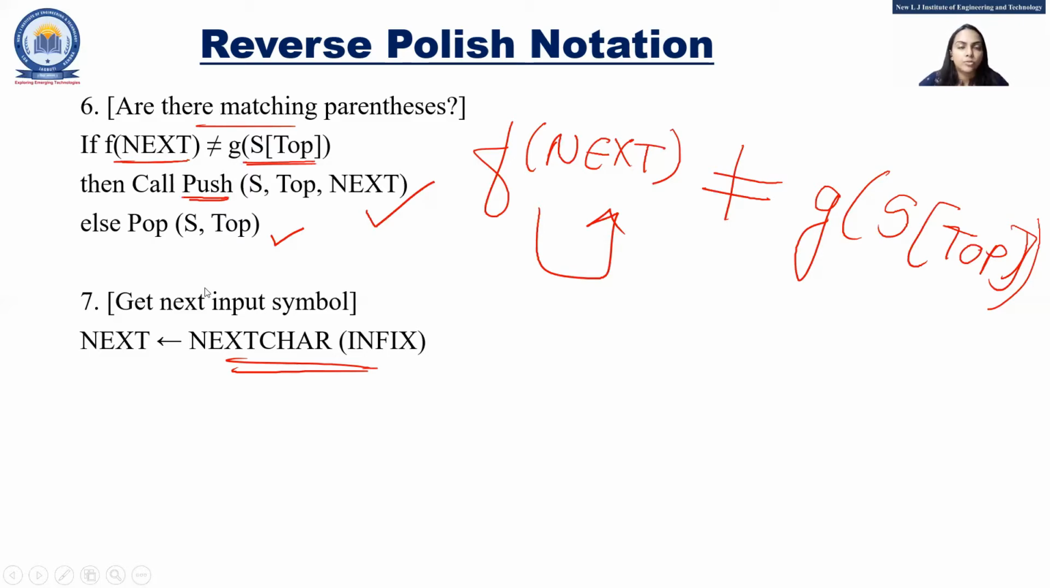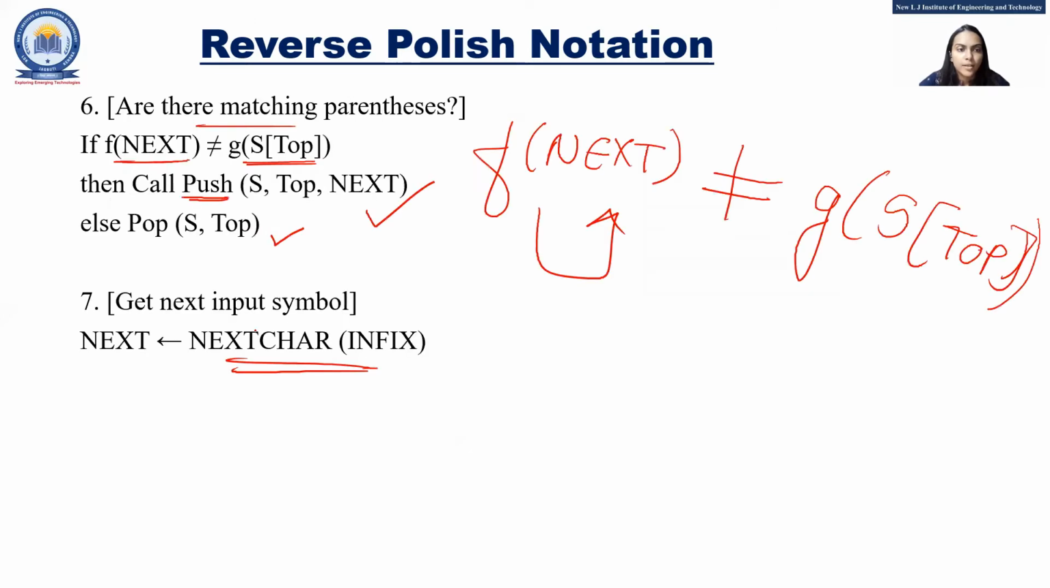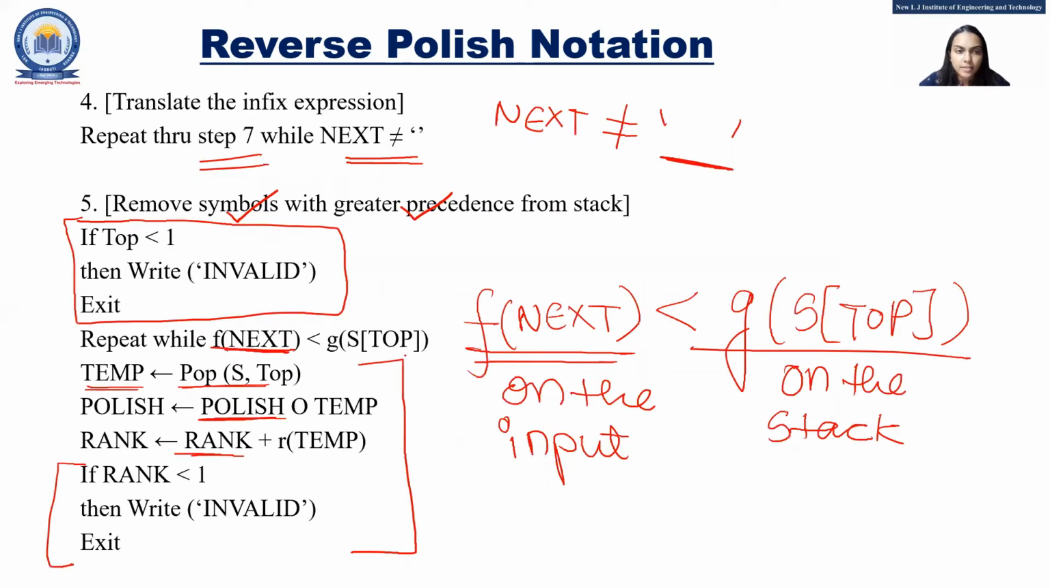Now let us go back to the string. See students, what is the current content of the stack? Here we have to check for G, and here we have to check for F. What is G of opening braces? G of opening braces is 0. And F of opening braces is 9. So is 9 less than 0? No. So there is no possibility of popping.